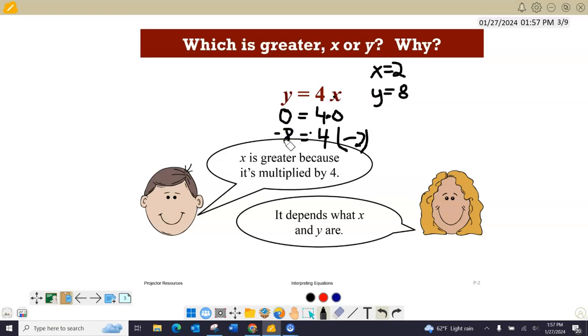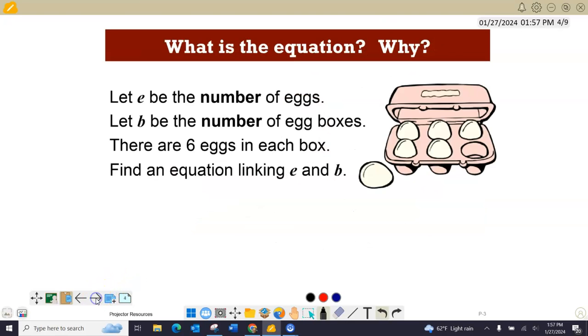So Sally Bob's right. Sometimes y can be greater than x with positive numbers. Sometimes they could be the same with 0, and sometimes y would be less with negative numbers. So that means for our purposes today, we are only going to think of positive numbers, because when we start talking about a situation, negative numbers really don't make much sense. So let's take a look at this right here.